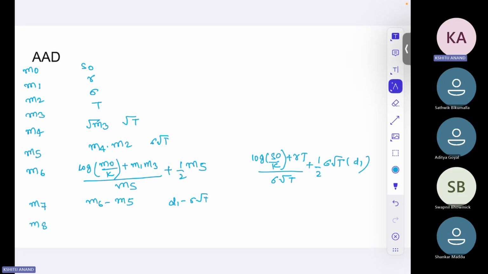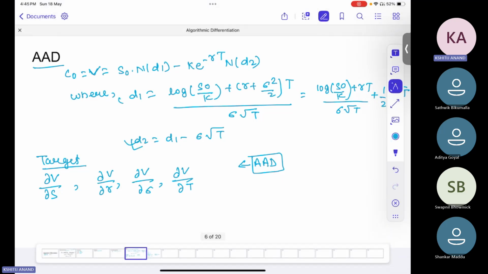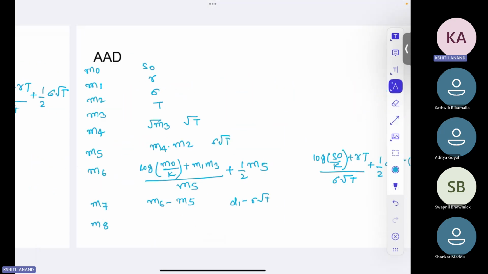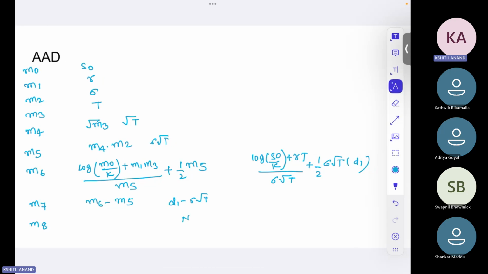Then we need to find M7. Once we have written the functions for d2 and d1, we can go for N(d1) and N(d2). N is the cumulative normal distribution, the CDF. So N(d1), where d1 is M6, will be M8. Then N(d2), where d2 is M7, will be M9. And finally, the price of the option, which is V.